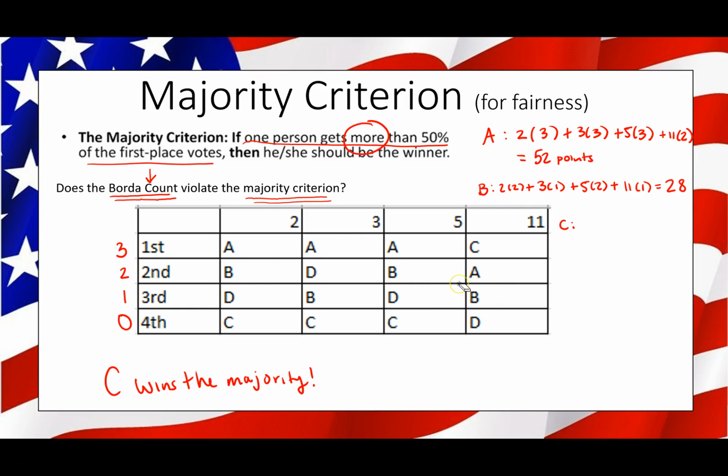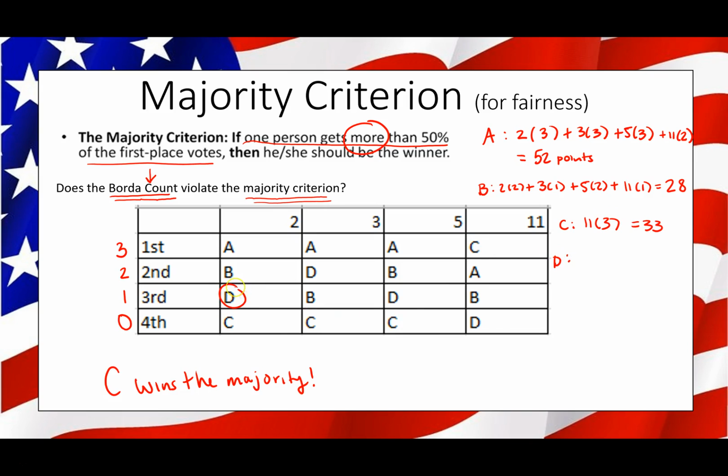Oh, C didn't do so well here. You can see 0 points, 0 points, 0 points, and then 11 points times 3 is 33 points. And last one up is D. Trying to figure out how many points D has.